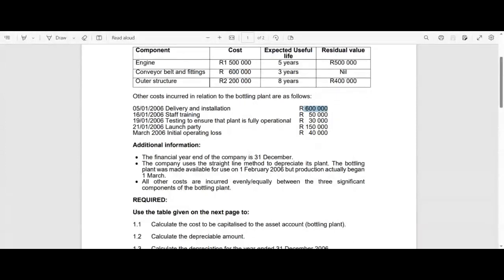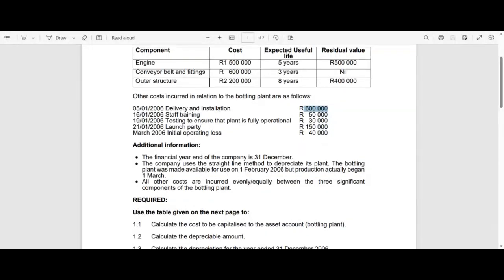Then, ladies and gentlemen, we can ask, does the installation cost play a significant role in the location of that bottling plant? And there the answer is probably no, right? Because the delivery made a difference to the location, but the installation does not really make a difference to the location of the asset because once it's been delivered, it's already in our factory.